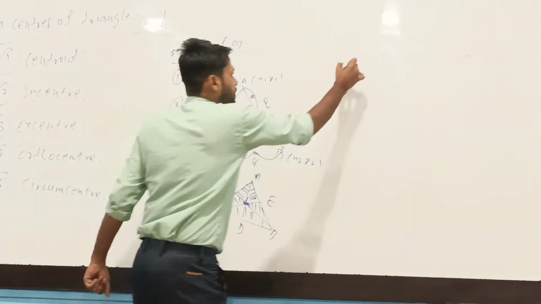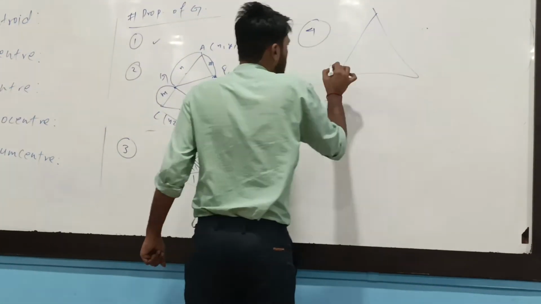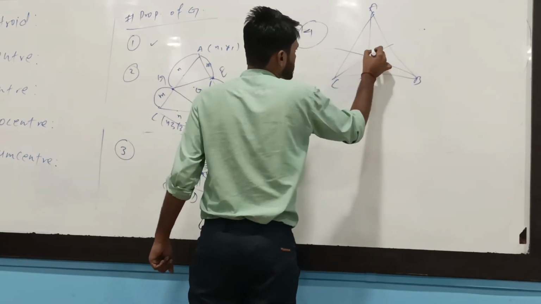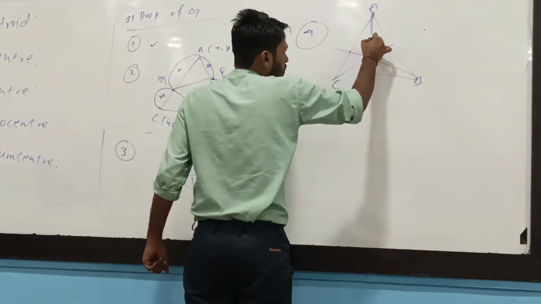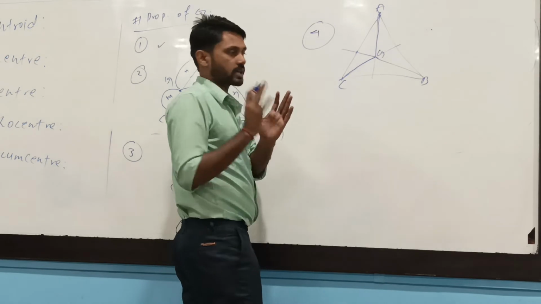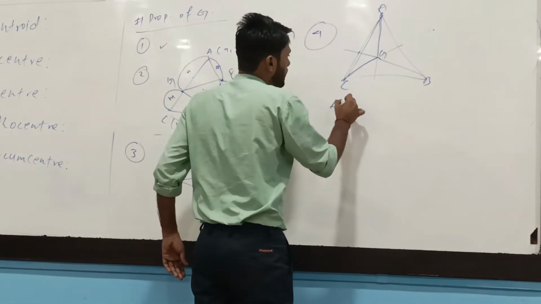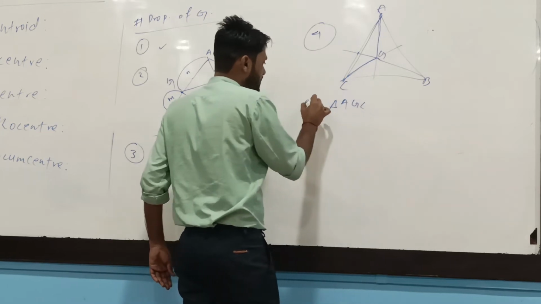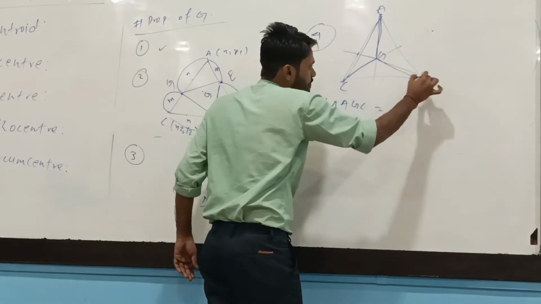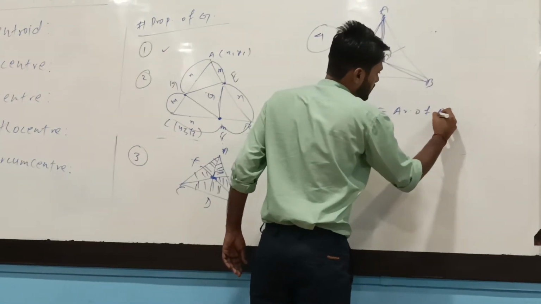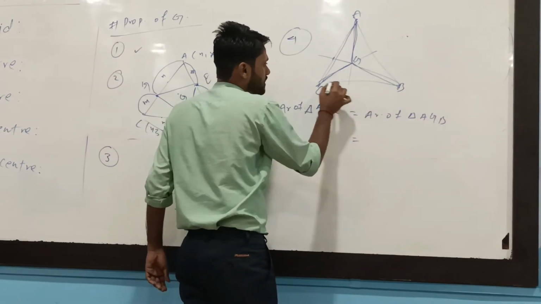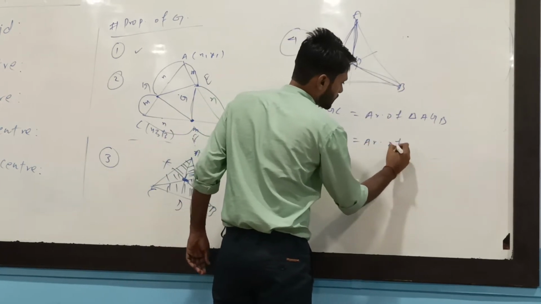Understood? Okay. Now the fourth property is, this is the triangle ABC, and this is the centroid G. Remember, the centroid also divides the triangle into 3 equal triangles. The area of triangle AGC will be equal to the area of triangle AGB, and that will be equal to the area of triangle CGB.